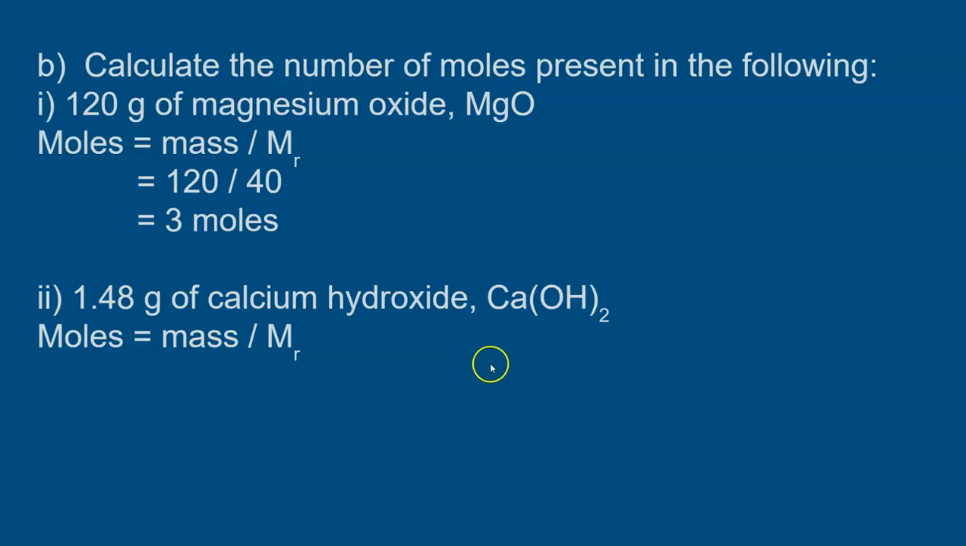So the MR of calcium hydroxide is 40 for calcium, 2 times 16 for oxygen, 2 times 1 for hydrogen. Okay, don't forget that 2 there means twice everything in the brackets. So I get 40 plus 32 plus 2, and that comes to 74. So I get that as my sum, 1.48 over 74. And that comes to 0.02 moles.